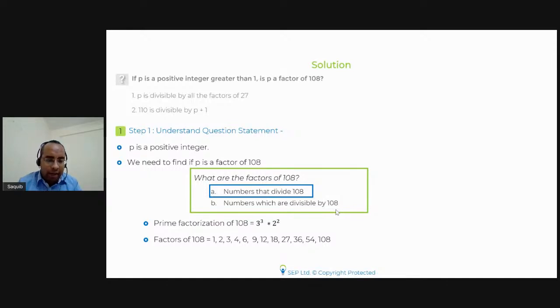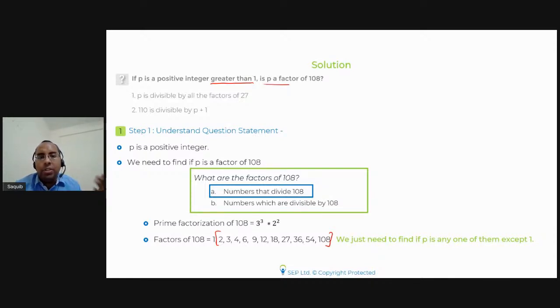Now, I've written down all the factors, but keep this in mind that p is a positive integer which is greater than 1. So let me use my pen here. It's greater than 1 here, right? So that means p can be any value except 1. The question is asking that if p is a factor of 108, then p can take any of these values.